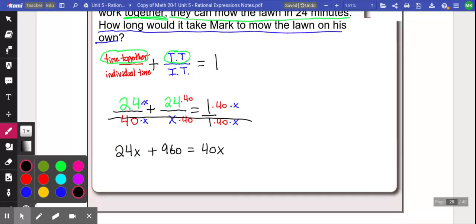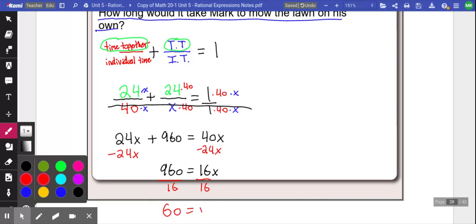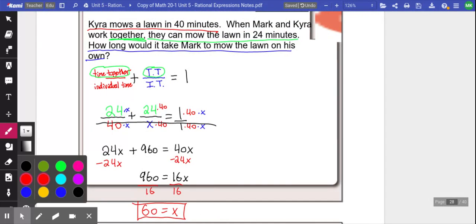That's a linear equation. To solve it, I subtract 24X to the other side. That gives me 960 equals 16X. And I divide both sides by 16. And that gives me 60 equals X. X was how long it takes Mark to mow the lawn. That was the question. That means it takes Mark an hour or 60 minutes to mow the lawn by himself. Slower than Kyra. Cool.